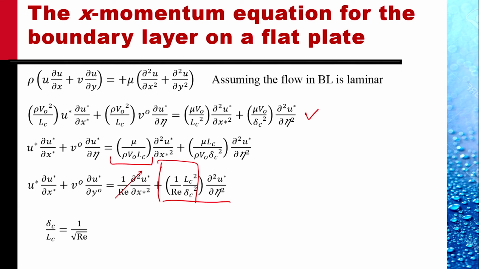And that is possible only if delta by L is 1 over root Reynolds number. That is, the boundary layer thickness is like L over the square root of Reynolds number. With very minimal analysis, we have been able to obtain this estimate. We can do elaborate solving of these equations, and then we find out the boundary layer thickness is about 4.5 divided by the square root of Reynolds number. Same order.